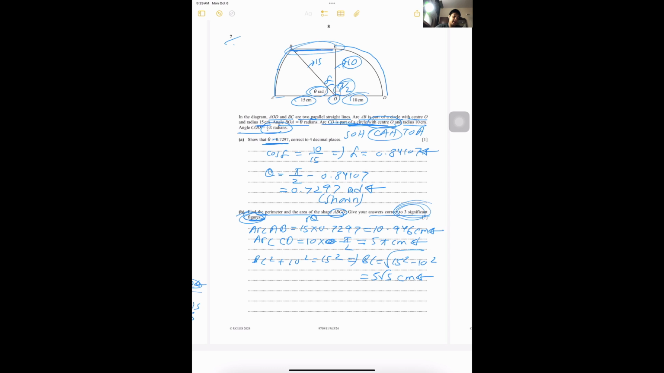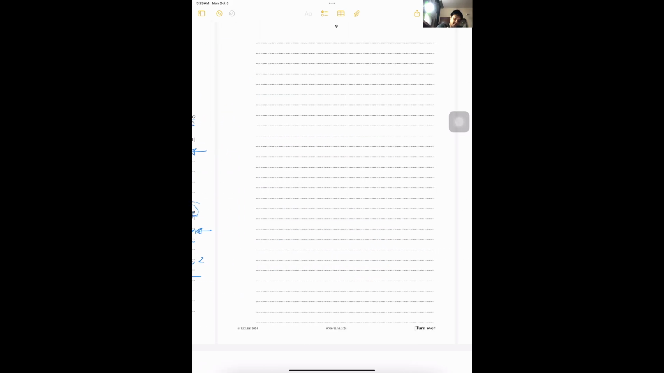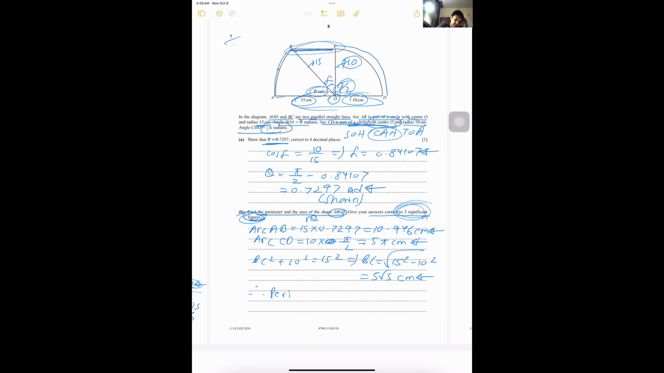Sorry, the video stopped. Okay, so what we were doing: we have found this length. Therefore, perimeter, do we have space? We have a lot of space. Perimeter is 15 plus 10 plus 5 root 5 plus 5 pi plus 10.946.